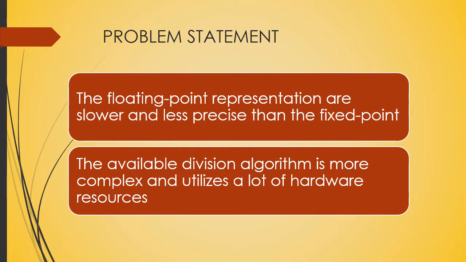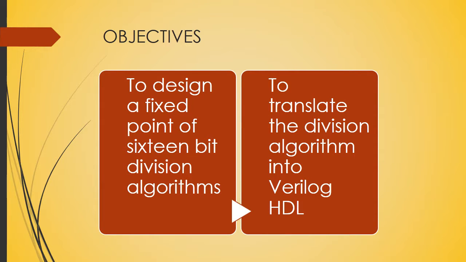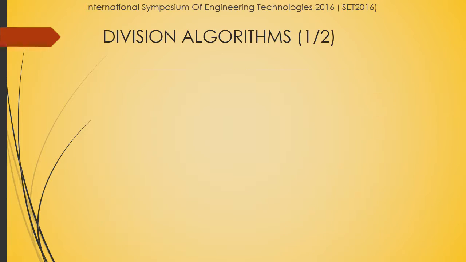Two problem statements have been recognized. First, floating point representations are slower and less precise than fixed point. Second, the available division algorithms are more complex and utilize a lot of hardware resources. The objective of this paper is to design a fixed point 16-bit division algorithm and to translate the division algorithm into Verilog HDL.